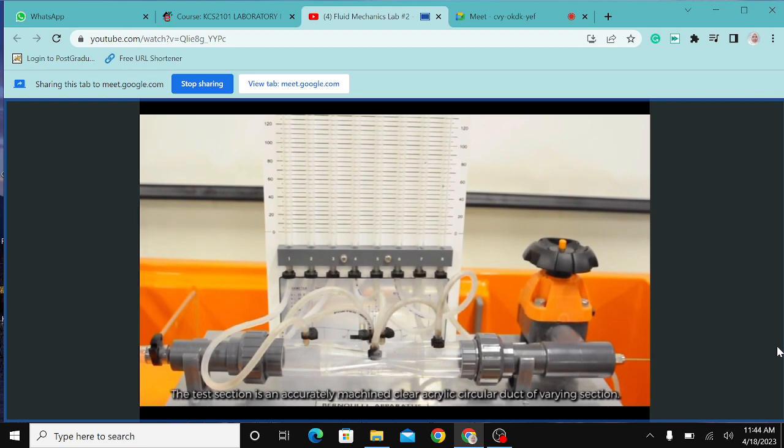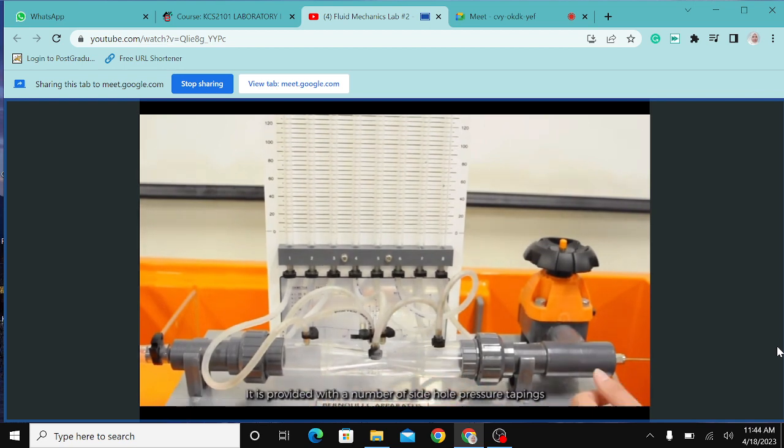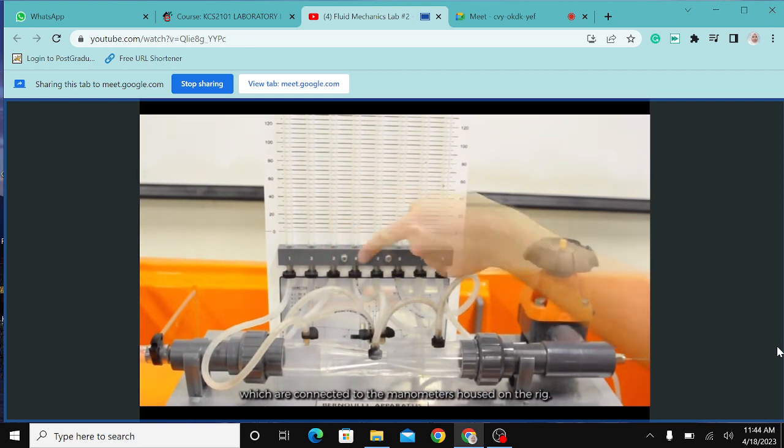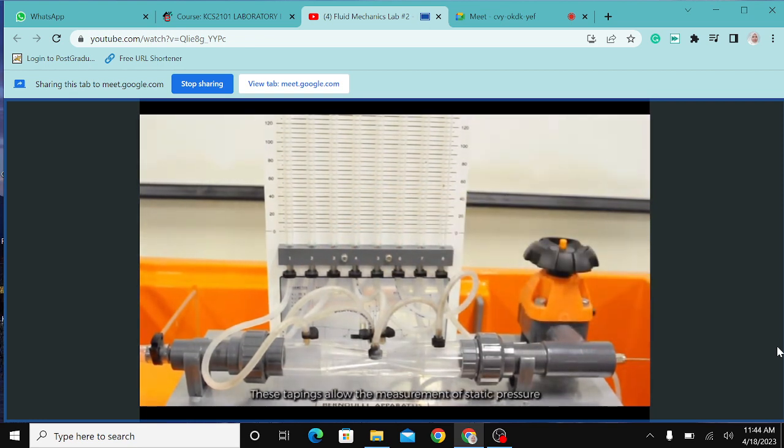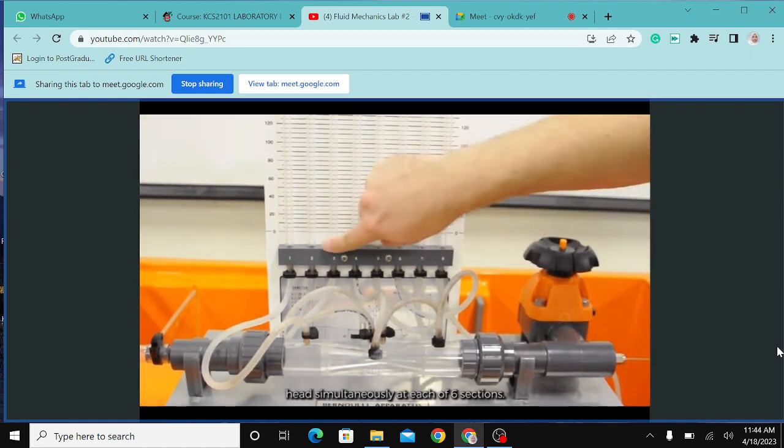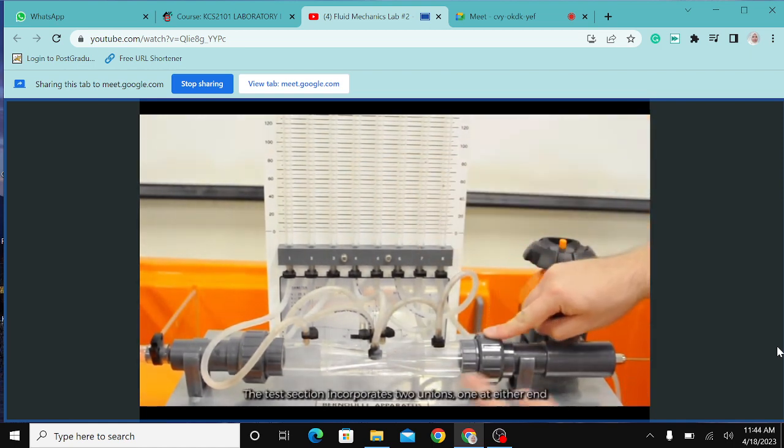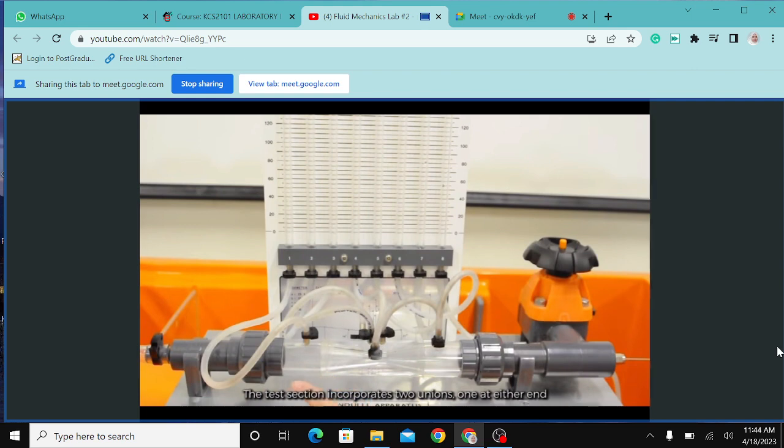The test section is an accurately machined clear acrylic duct of a varying circular cross-section. It is provided with a number of side hole pressure tappings which are connected to the manometers housed on the rig. These tappings allow the measurement of static pressure heads simultaneously at each of the 6 sections. The test section incorporates 2 unions, one at either end to facilitate reversal for convergent or divergent testing.